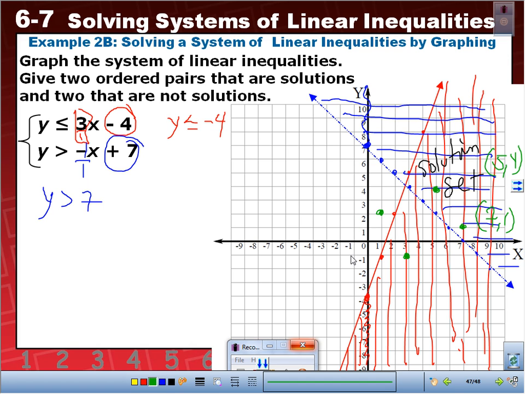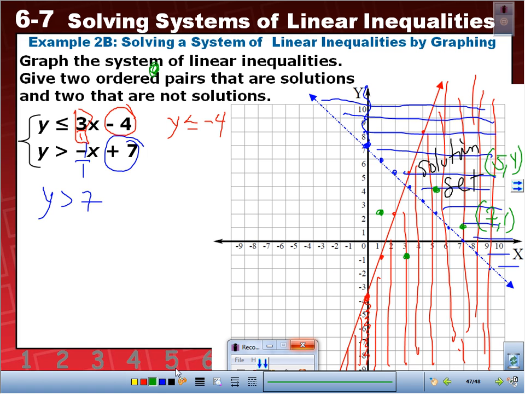Okay, Marco. That's not. 14, 15, that is part of the solution. What other? Negative 14 and what? Negative 14, 15, which is way up here, that's not part of the solution. I'll stop right there. Yeah, question.